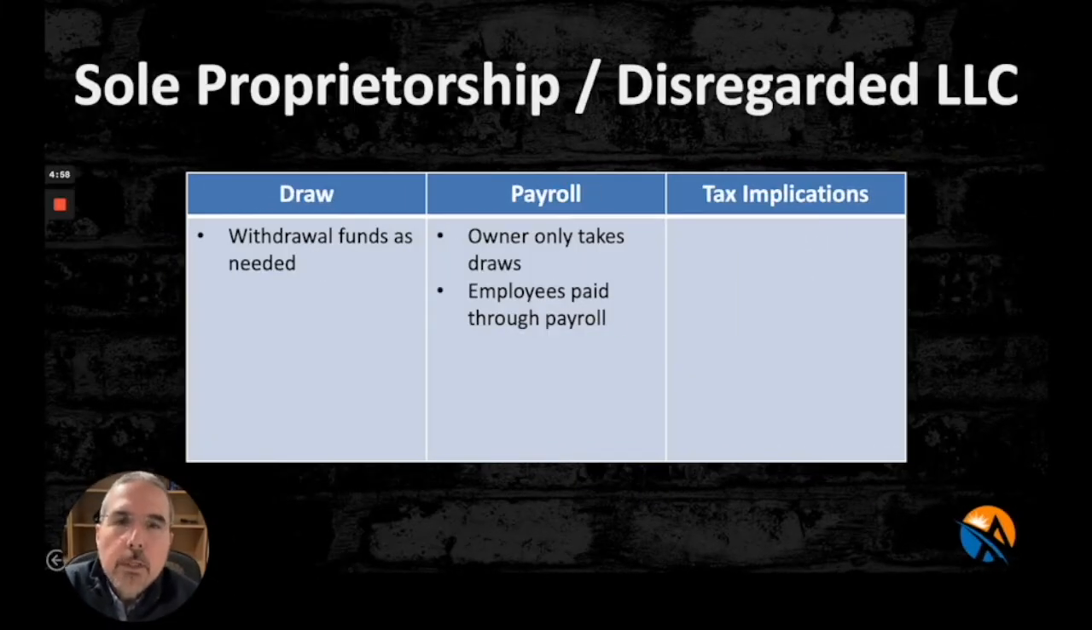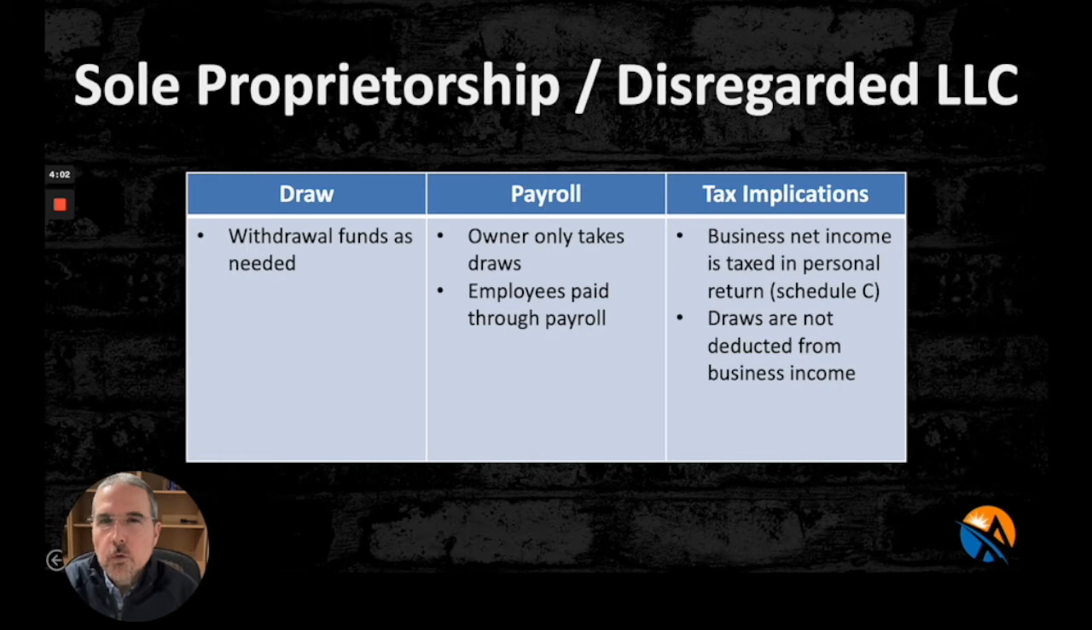Okay, so let's start with a sole proprietorship, or what's called a disregarded LLC. When you set up an LLC, it automatically defaults to what's called a disregarded entity, which basically means you're a sole proprietor unless you tell the IRS you want to be taxed as something different. So how do you pay yourself as a sole proprietor or a disregarded LLC? Well, basically you can take money out as you need in the business. You don't have to take any salary, unlike other types of entities that we will talk about. And you just take draws as you need it.